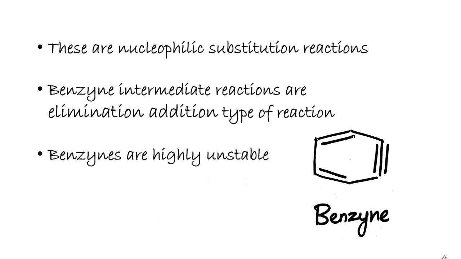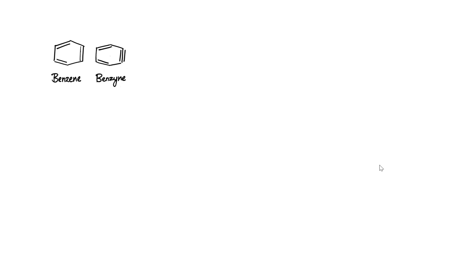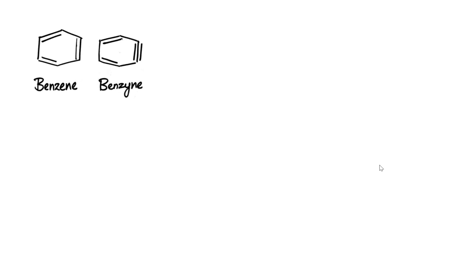And benzynes are highly unstable species. Means benzyne forms as an intermediate and they are highly unstable. For the instability of benzyne, this triple bond is actually responsible. So as they are highly unstable, they are highly reactive too. Just see some basic concepts about benzyne. The main difference between benzene and benzyne is the presence of one more pi-like bond in the benzyne structure.